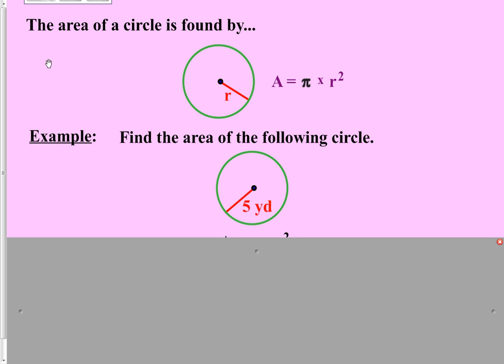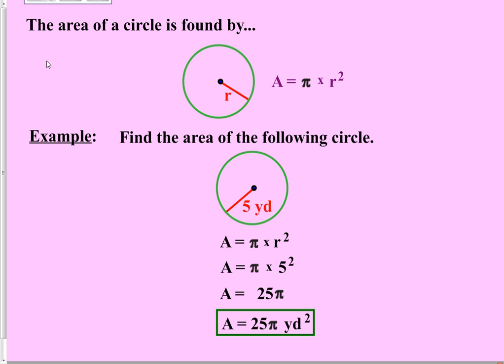Now, area of a circle, very easy. We know area of the circle. The area of a circle is found by pi r squared. I am not going to give you that formula tomorrow on the test. You've been working with this formula since 6th and 7th grade. It's probably time you have it memorized. So if you do not have it memorized yet, I don't know what you're waiting for, but let's get this one done. The area of a circle is found by pi times r squared.